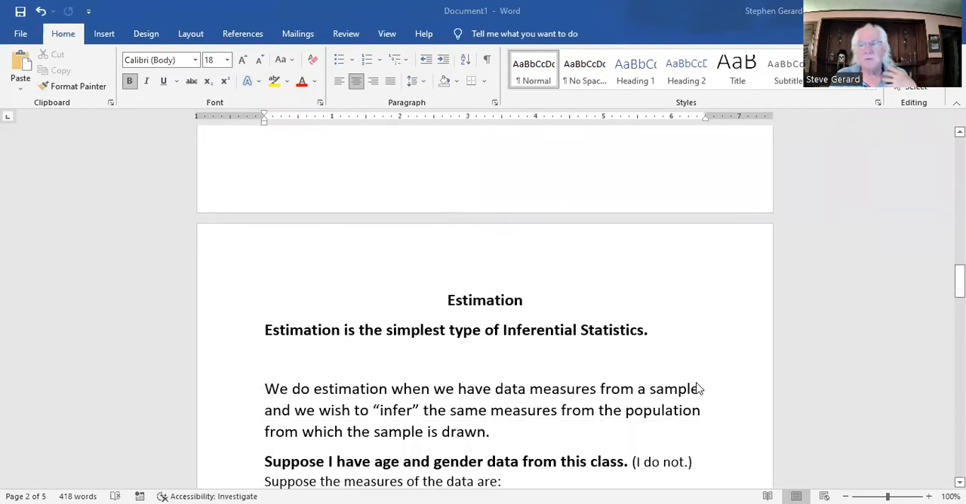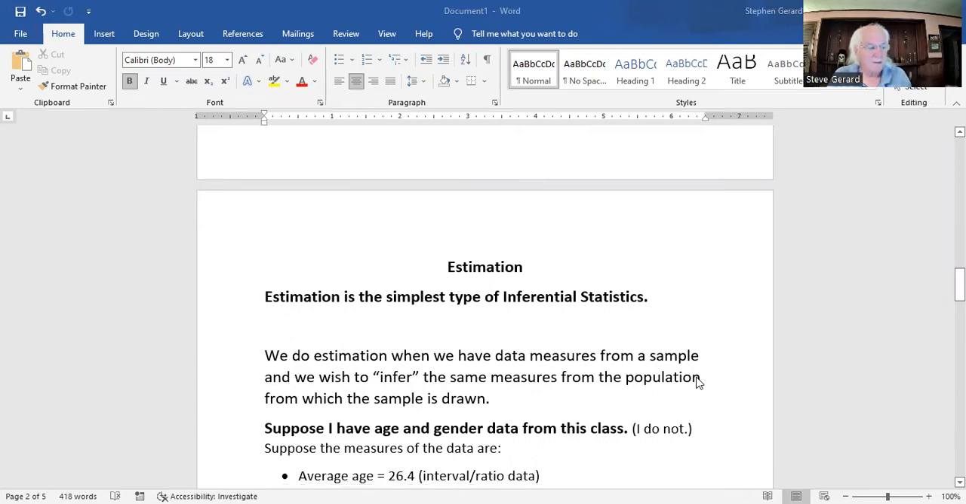So what we're trying to do is use sampling distributions to help us infer things. Estimation is the simplest type of inferential statistics. There are other kinds of inferential statistics. You can look at the differences between 2 means. You can look at the differences between proportions. You can look at the differences between standard deviations.